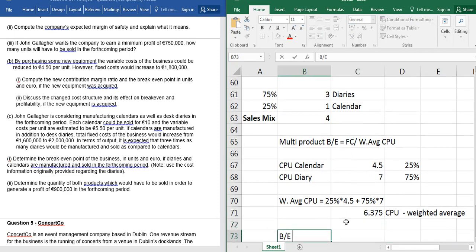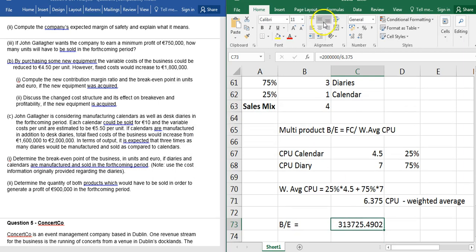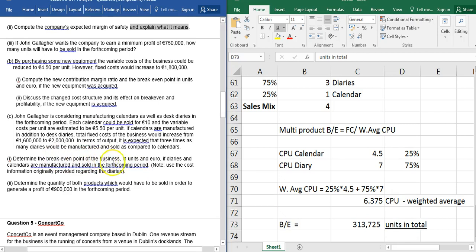So your break even then will be 1 or 2 million, which is your fixed costs, divided by 6.375, which is 313,725 units in total. And that's important that it's in total. So between calendars and diaries, you need to sell 313,725.